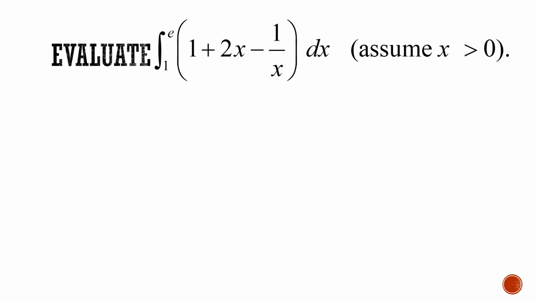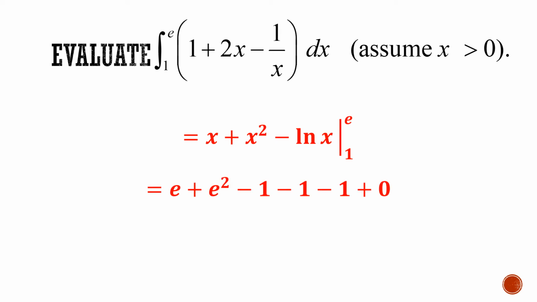Next example, we have the integral from 1 to e of 1 plus 2x minus 1 over x dx. We have to assume that x is greater than 0, and we'll talk about why we're making that assumption in a little bit. Again, I'm just going to integrate it straight up. So I get x plus x squared minus ln x from 1 to e. Then I plug in my top, so I get e plus e squared minus 1. Then I subtract plugging it into the bottom, so I get -1 minus 1 plus 0. When I simplify that, I get e plus e squared minus 3.